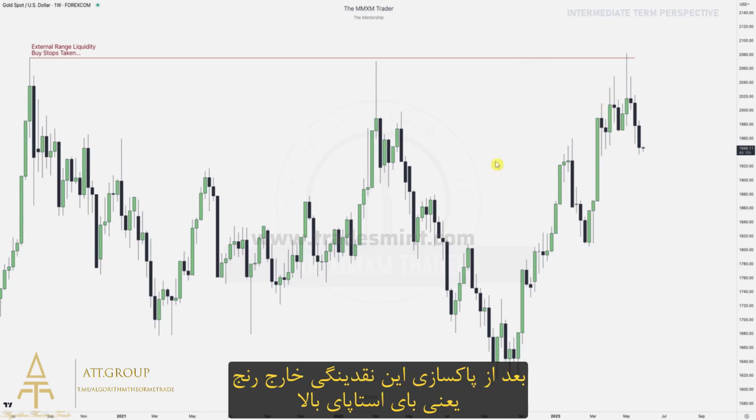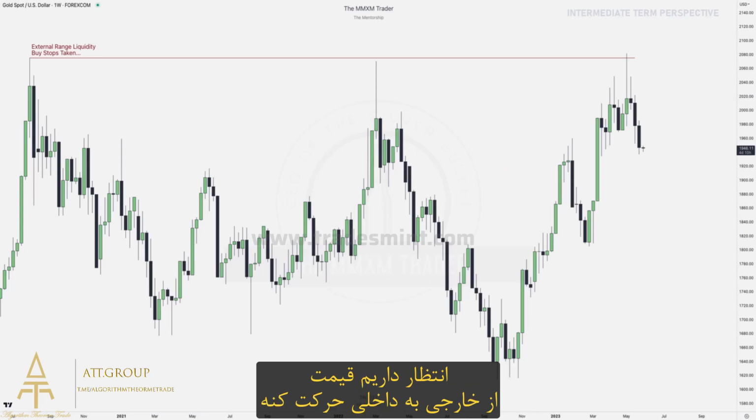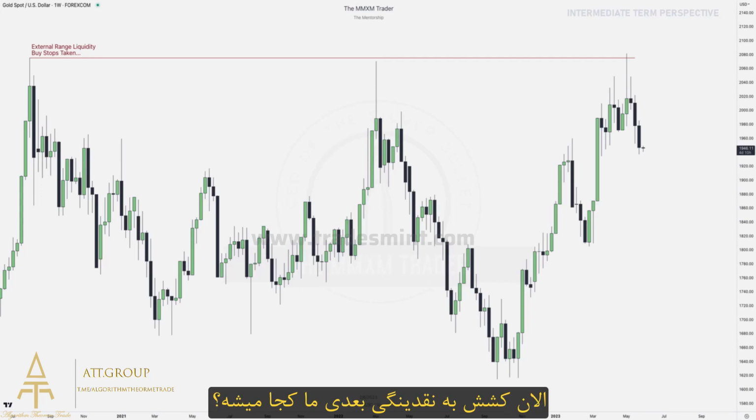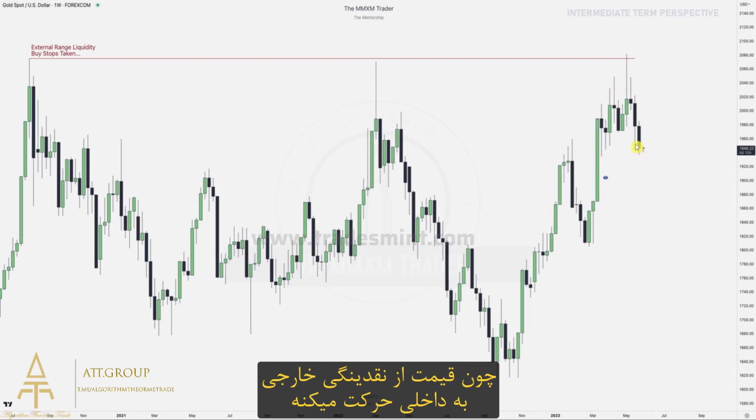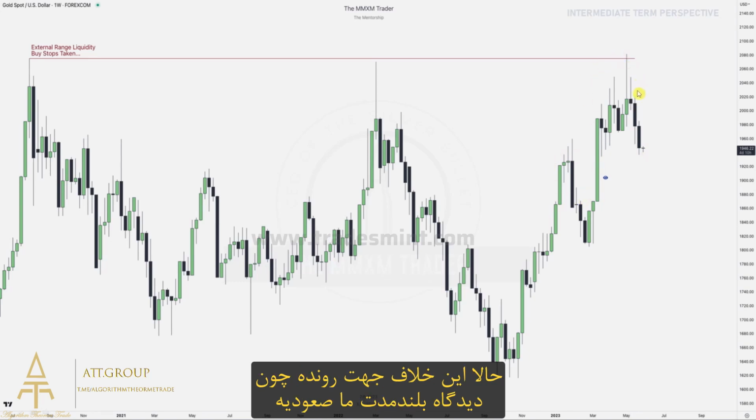So after we take that external range liquidity, those buy stops, right, we can expect what? From external to internal, right? So what would be our next drawn liquidity? If you guessed that internal range liquidity, you are right, because we go from external to internal. Now, this is counter trend, right? Because our long-term perspective is bullish.